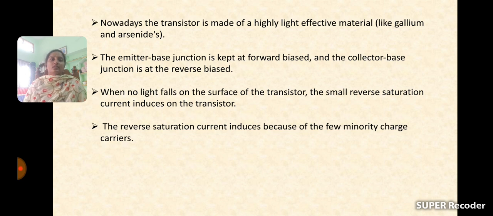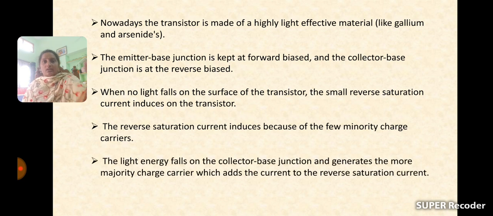The reverse saturation current is induced because of the few minority charge carriers. And when light energy falls on the collector base junction, it generates more majority charge carriers which add current to the reverse saturation current.